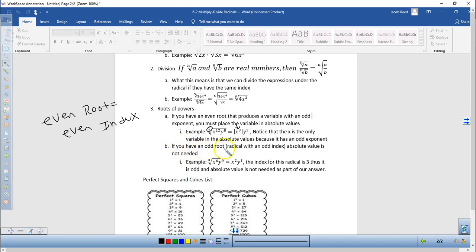If you have an odd root, or radical with an odd index, absolute value is not needed. Yet again, right here, cube root, that's odd. Once we see this, we automatically know we don't have to worry about absolute values because odd radicals can have negative answers. Even radicals cannot unless we're talking about imaginaries, and for right now, we're not going to discuss imaginaries. So, how many groups of 6 can I get with 3? That's 2. How many groups of 3 can I get out of 9? That's 3. The index of the radical is odd, thus absolute value is not needed.